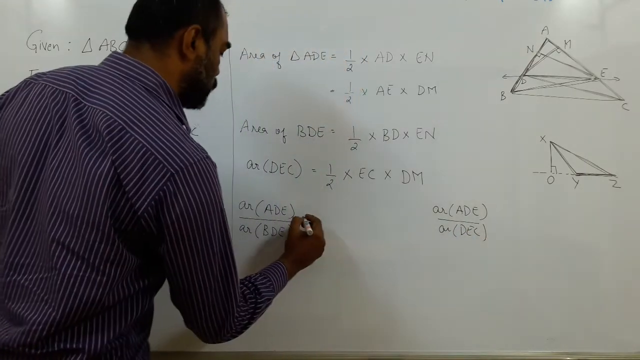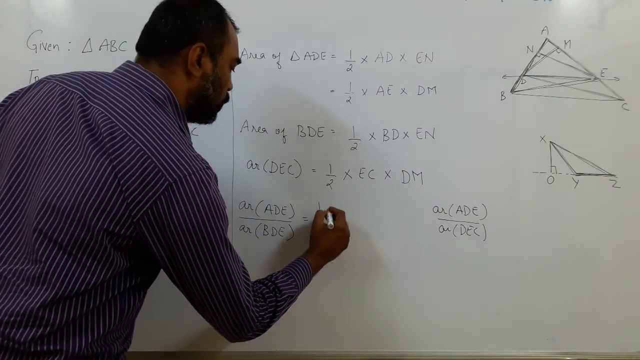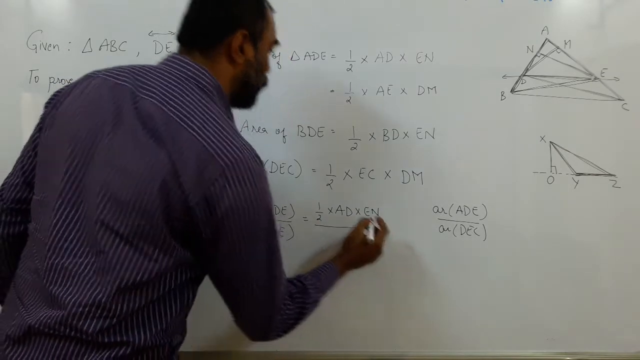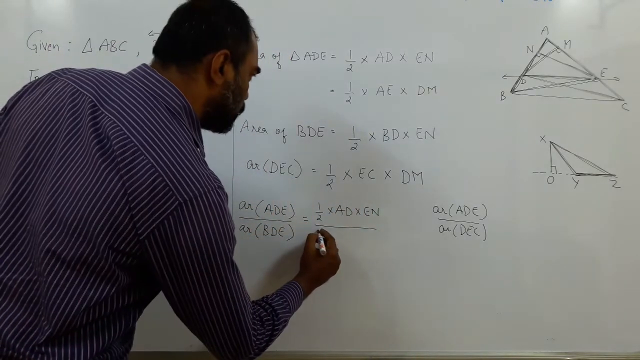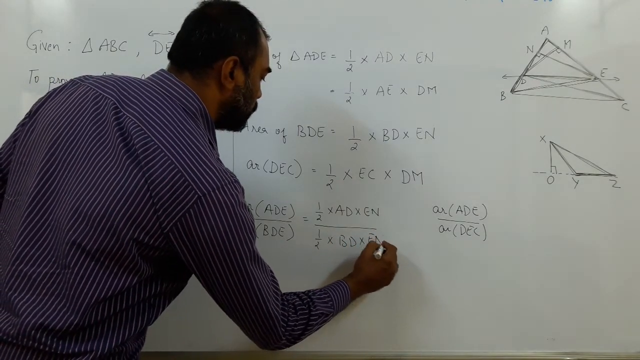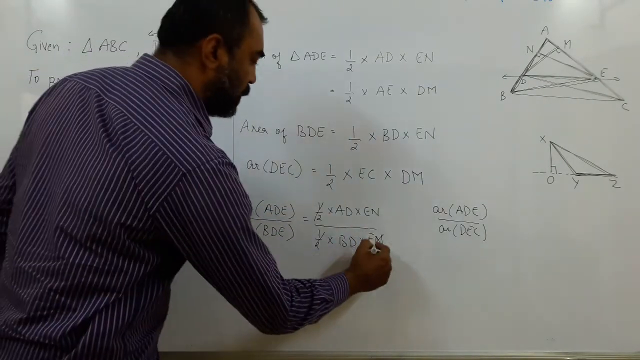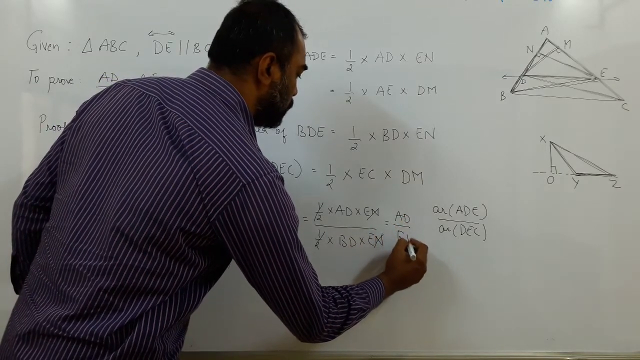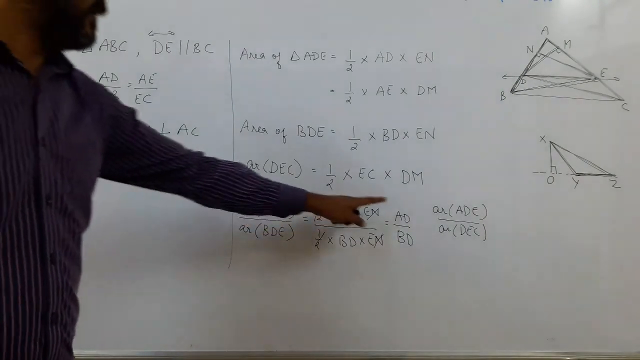So how do you find the ratio? You write the formula. What was ADE? Half into AD into EN upon what is BDE? BD is half into BD into EN. Yes? Half and half get cut. EN and EN get cut. So what is left? AD upon BD. So area of triangle ADE to BDE is AD upon BD.